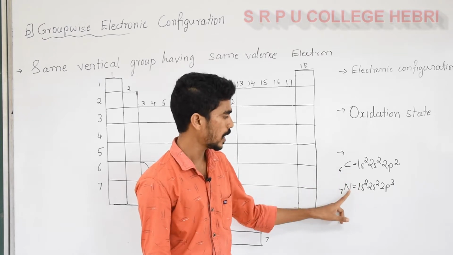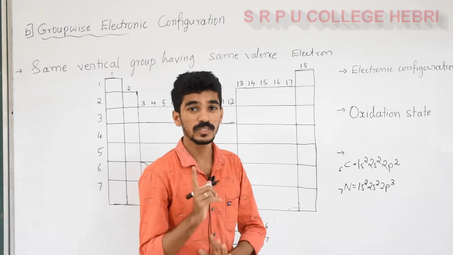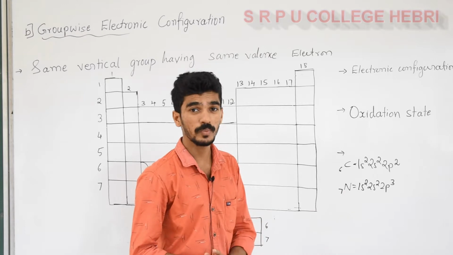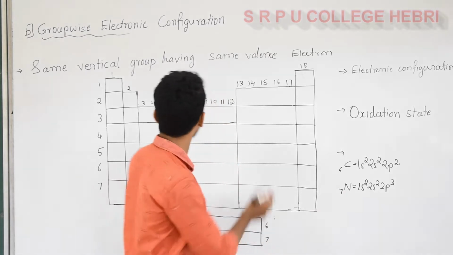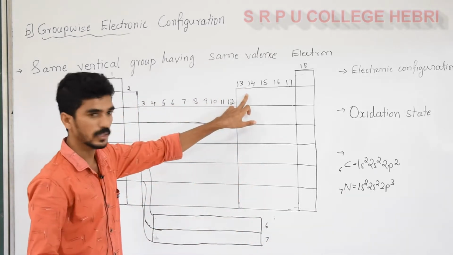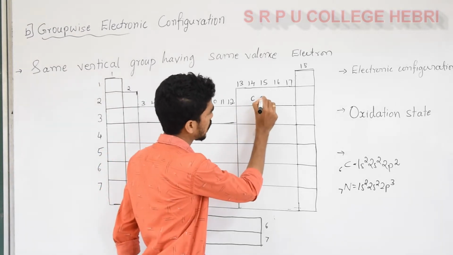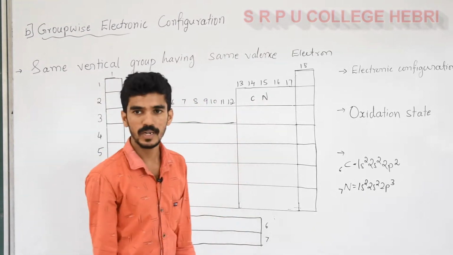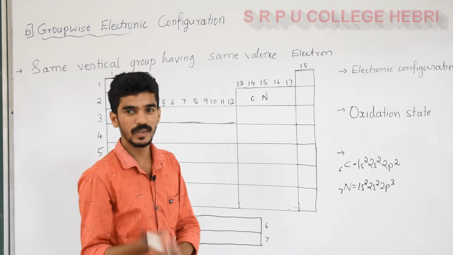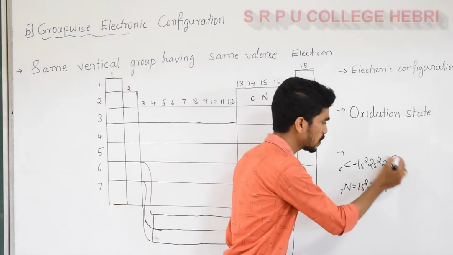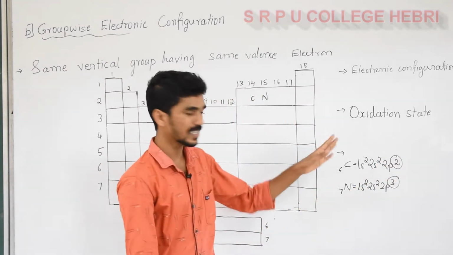C and N both belong to the same period, which is the second period. Carbon and nitrogen are both in the same period, but the number of electrons varies. That is in terms of period.